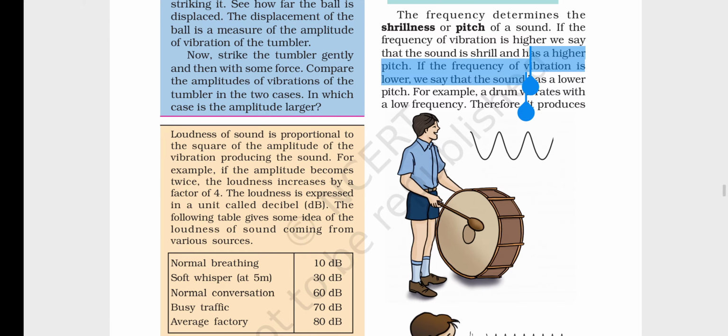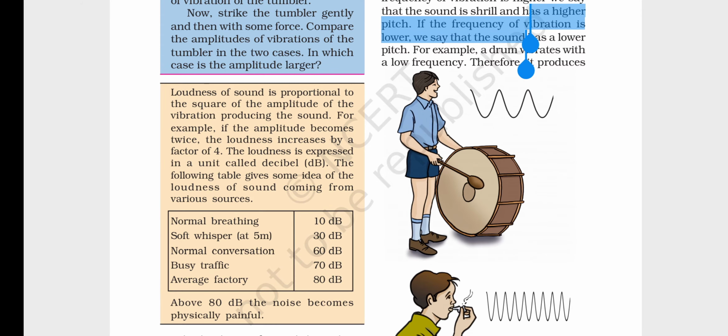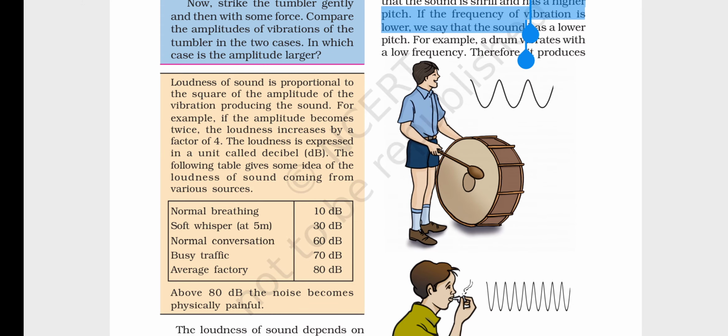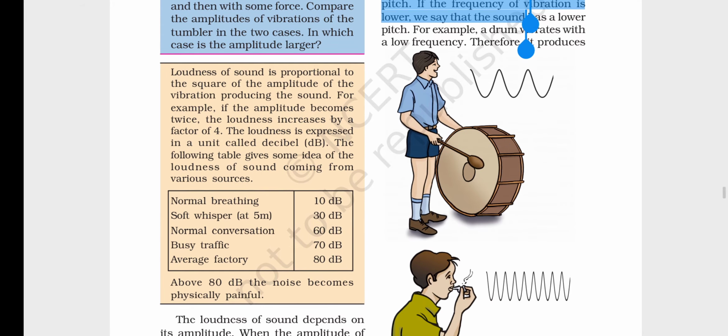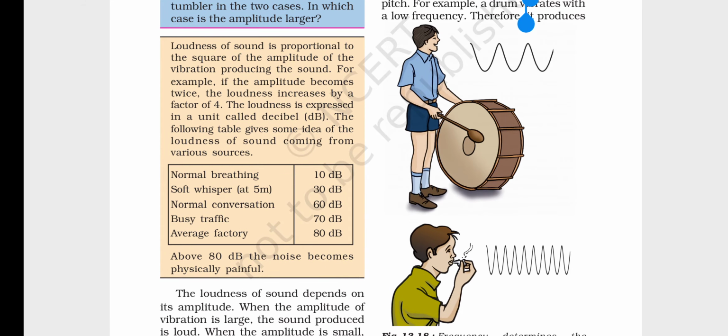When you strike it with low force, the ball will not rise as high as when it has been struck with more force. Compare the amplitudes of vibration of the tumbler in the two cases. In which case is the amplitude larger? You will come to know, right? The loudness of the sound.